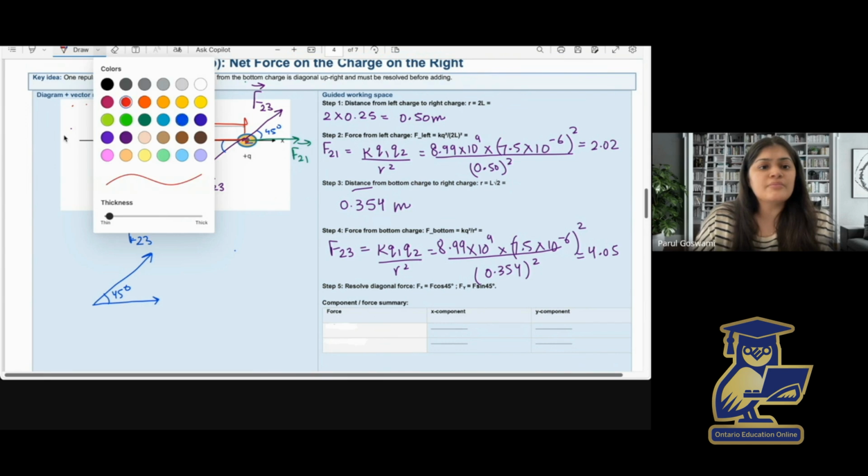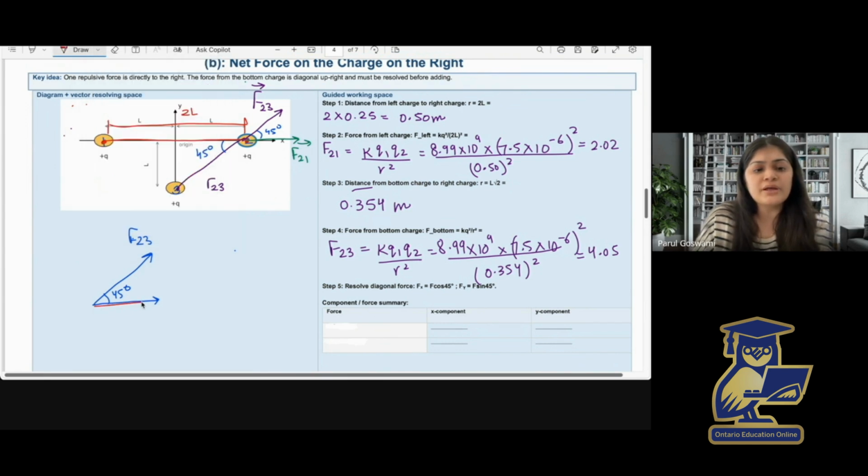So now I can complete the horizontal component and vertical component. This is the horizontal component F23x, and this is the vertical component F23y. Since you can see this is 45 degrees, opposite to this would be the sine component. So we would write this as F23 sine 45 degrees, and the horizontal component would be F23 cosine 45 degrees.